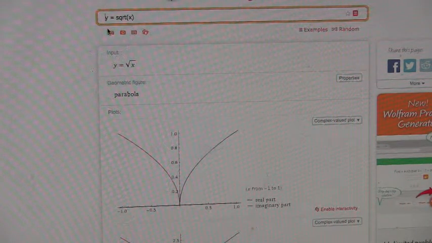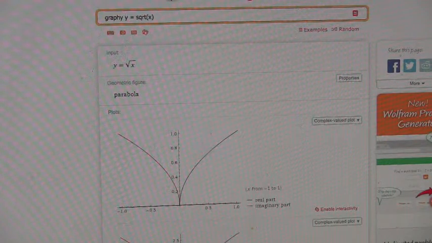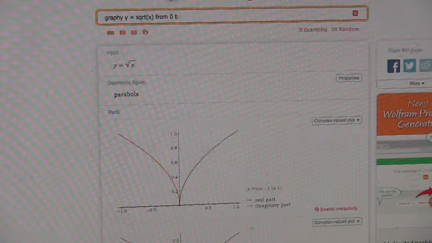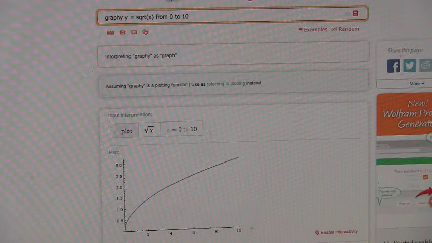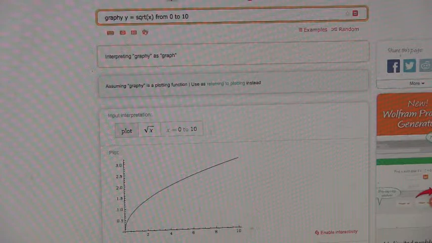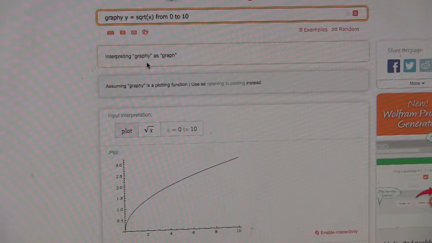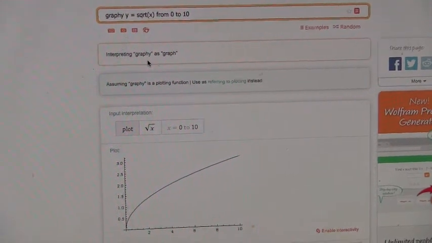Let's do this. Graph y equals square root of x from 0 to, how about 10? Let's see if this graphs square root of x from 0 to 10. Hey, there it is. Cool. You put graphy, though. Oh, I put graphy. Interpreting graphy as graph. Sorry for the graphy.